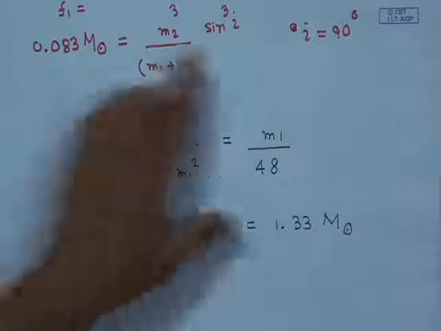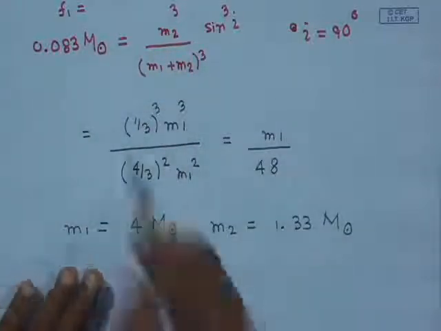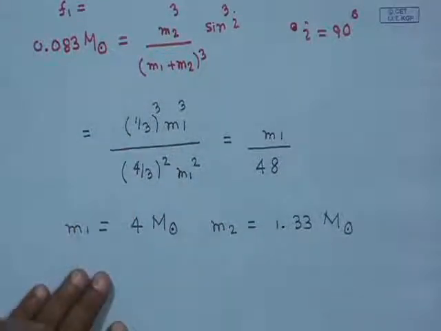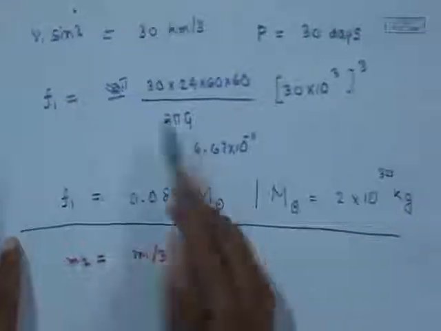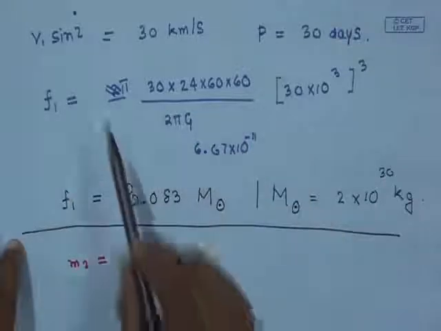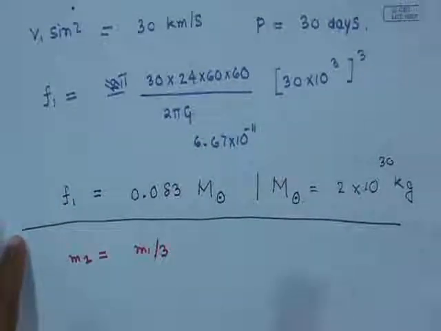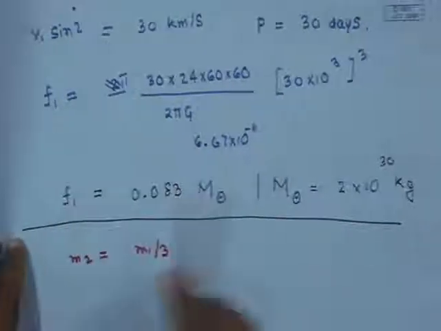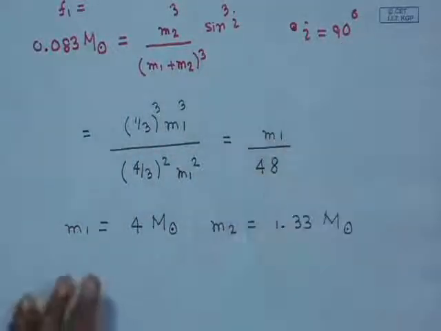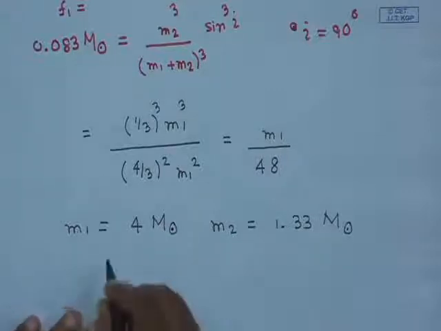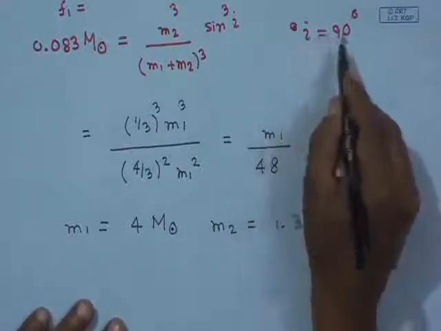Okay, so this is an example where we start off with a measurement of the velocity and the period, which you can observe from the velocity curve, and we determine the mass function, and then we use the mass function, assuming that the inclination angle is 90 degrees, to determine the masses of the two objects. Now, the point to note is we have assumed that the inclination angle is 90.